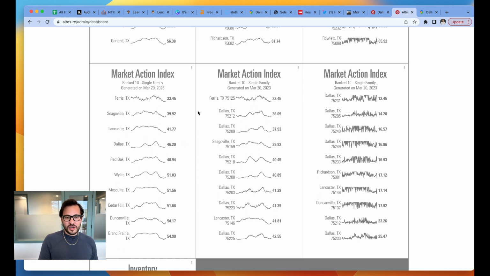But I just also want to note, remember, 30 is a buyer's market. So 33 is significant. 39 is significant. Once we start getting up to 46 and up, that's still pretty firmly a seller's market. Even though in Dallas County these are the softest cities, they're still very much seller's markets. So just very quickly, Red Oak, Wylie, Mesquite, Cedar Hill, Duncanville, and Grand Prairie, those are the next softest markets. But again, once we're up to almost 55, that's a very strong seller's market.